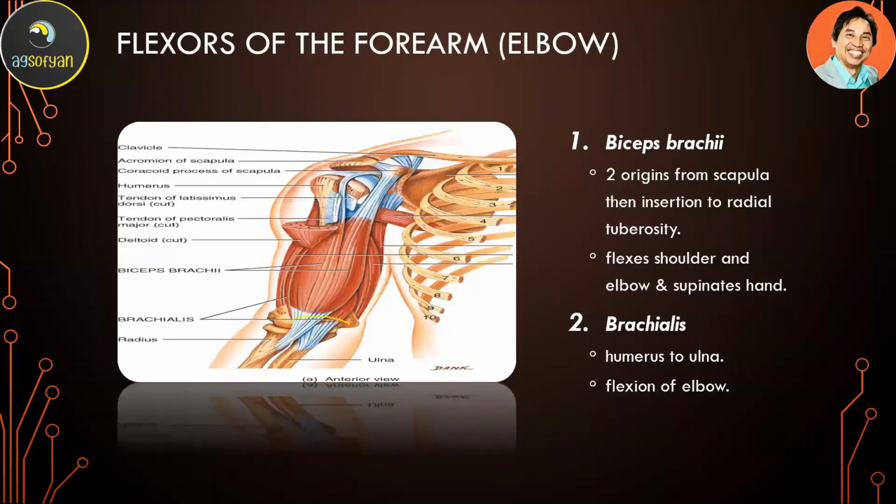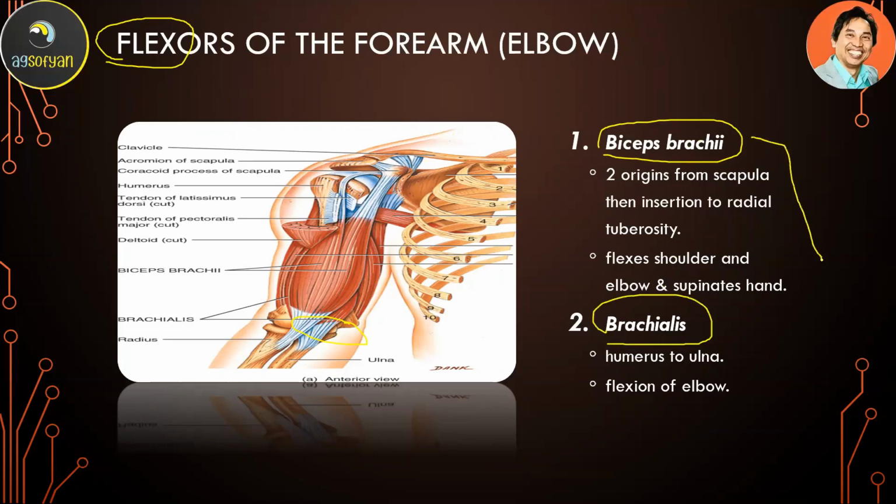Okay, elbow muscles, the ones that flex the elbow will be two: bicep brachii and brachialis. Okay, bicep brachii and brachialis. And again, this is what we call the synergistic muscle. Two muscles that work together. Okay, so synergistic muscles, bicep brachii and brachialis.